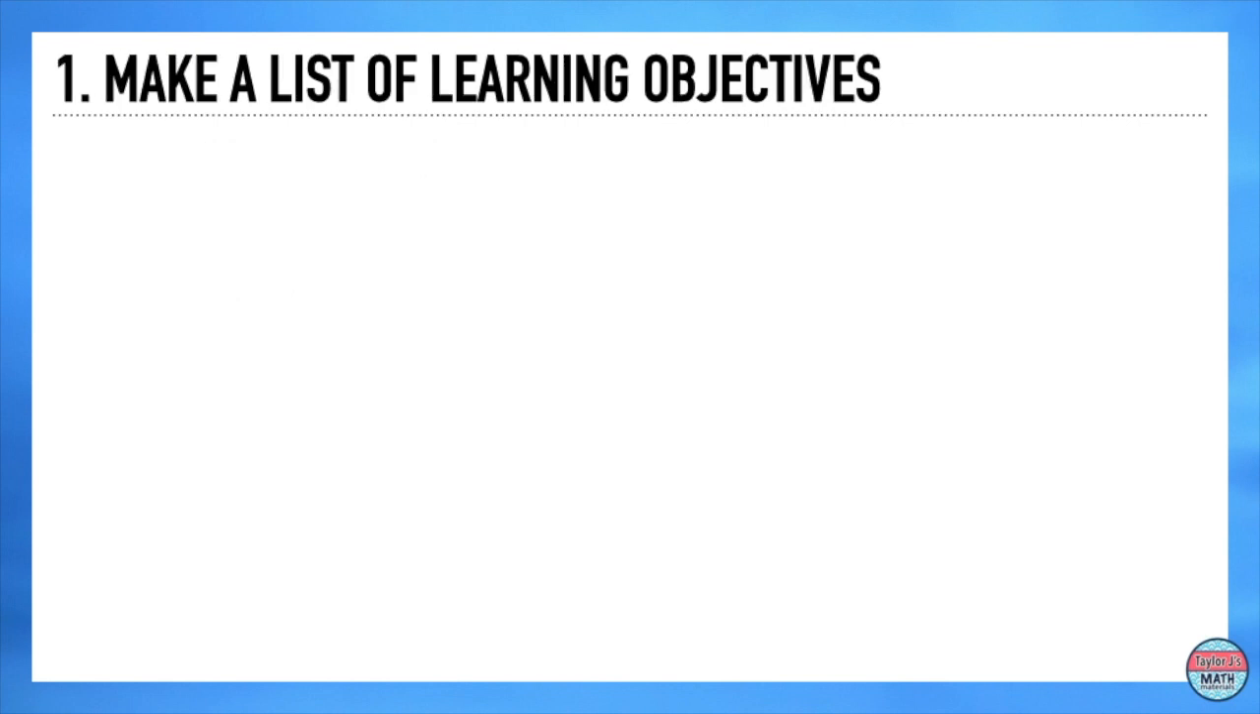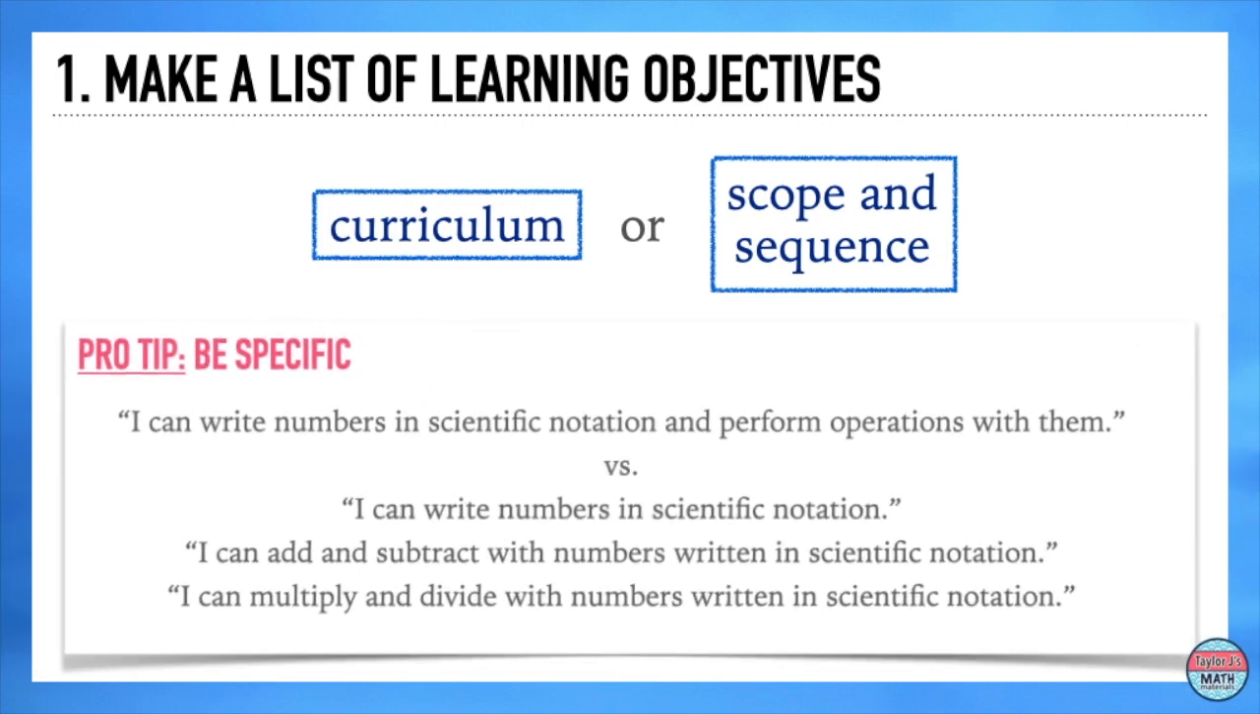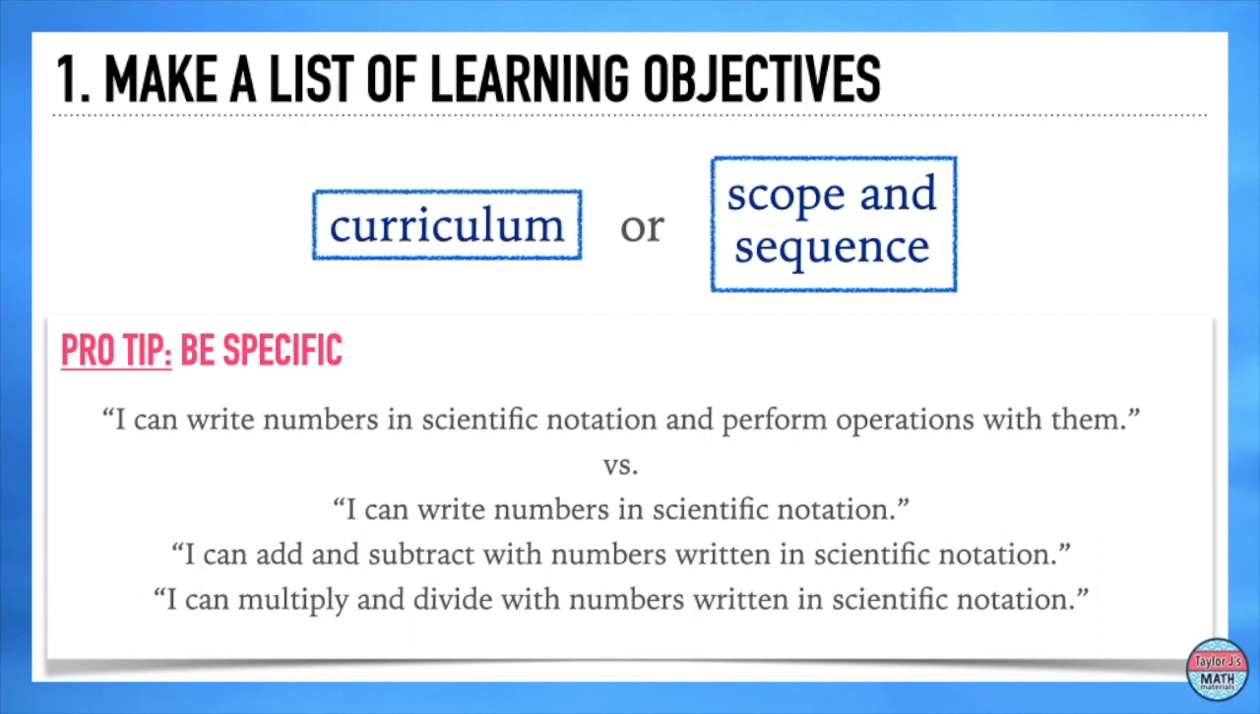So let's take a look at the first step, making a list of learning objectives. This can either come from your current curriculum, maybe your textbook, or it's going to be a scope and sequence that you or maybe a math coach or administrator had come up with. A pro tip on here: be specific.